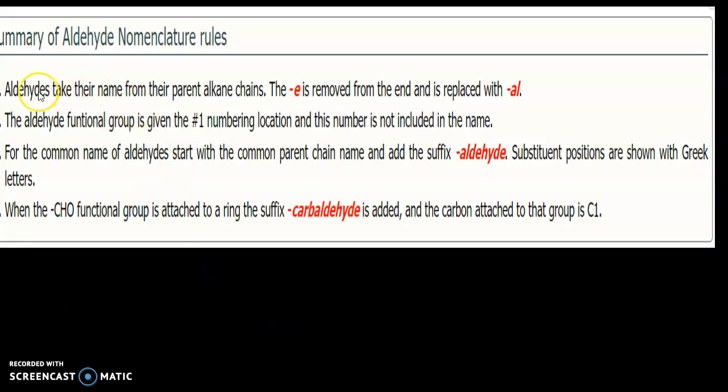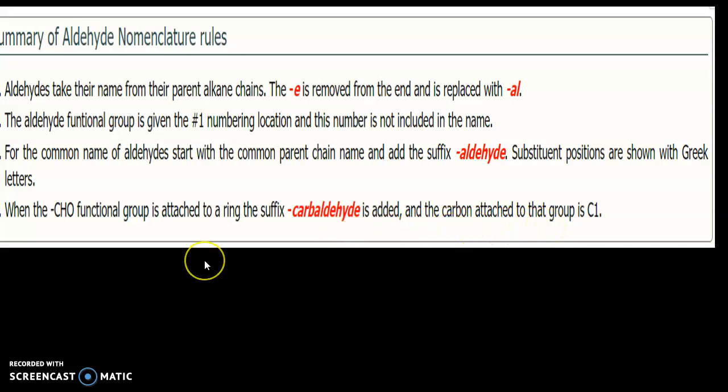Now, in summary, if the compound is an aldehyde, then we have to replace the E of the parent alkane by AL, so that the name of the aldehyde will become alkanal. The aldehyde functional group is given number 1 while numbering the longest carbon chain. For the common name of aldehydes, we start with the common parent chain name, and then aldehyde. When the CHO functional group is attached to a ring, then we just have to use the word carbaldehyde. And the carbon attached to the ring will be considered as number 1 carbon.